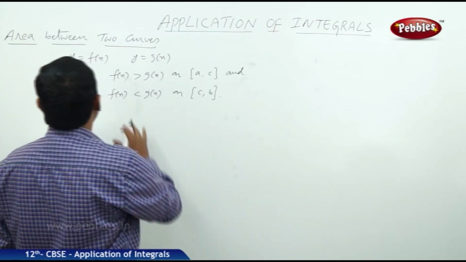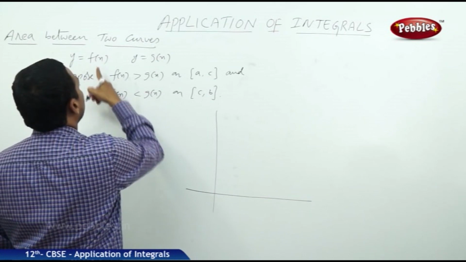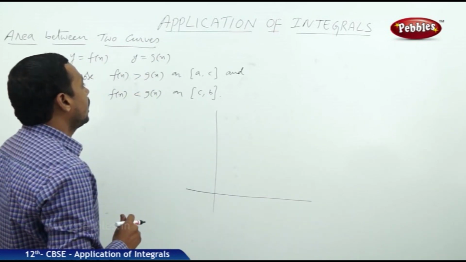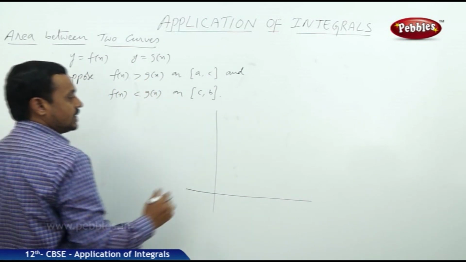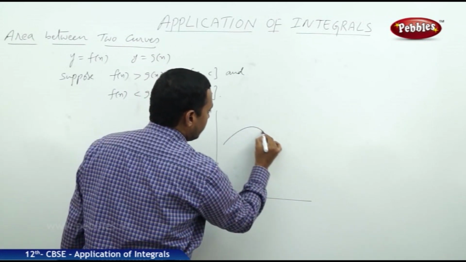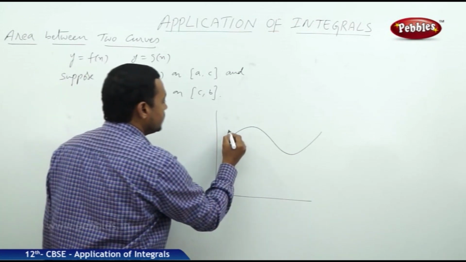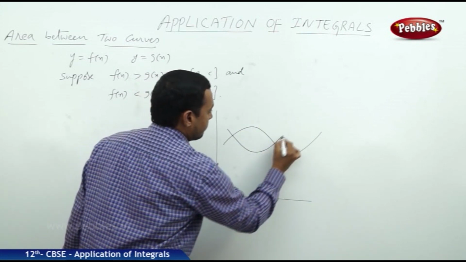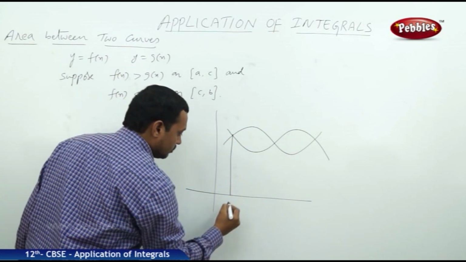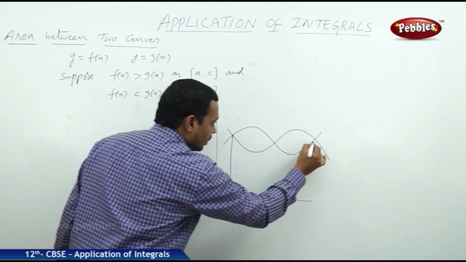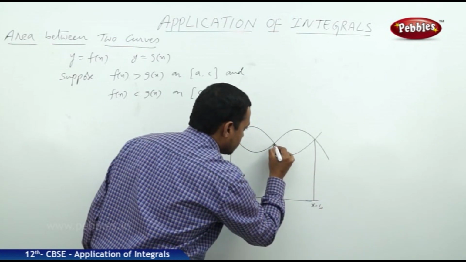Now, first of all, let us draw the two curves. y is equal to f of x, y is equal to g of x, and in one interval f of x is more than g of x, in the other interval f of x is less than g of x. Suppose the curve y is equal to f of x is like this, and the other curve y is equal to g of x is like this. Okay, now let this be the point of intersection, x is equal to a, and this is another point of intersection, x is equal to b, and this is x is equal to c.